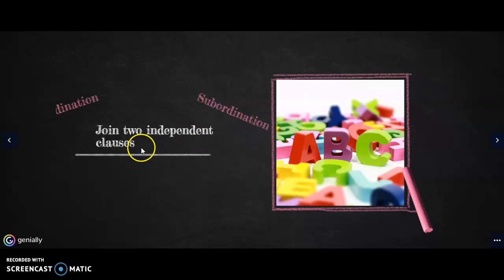Both coordination and subordination join two independent clauses, so they have something in common. They both connect two sentences or two clauses. However, the difference is that coordination has to do with connecting ideas of equal importance, and subordination has to do with connecting more important ideas and less important ideas.